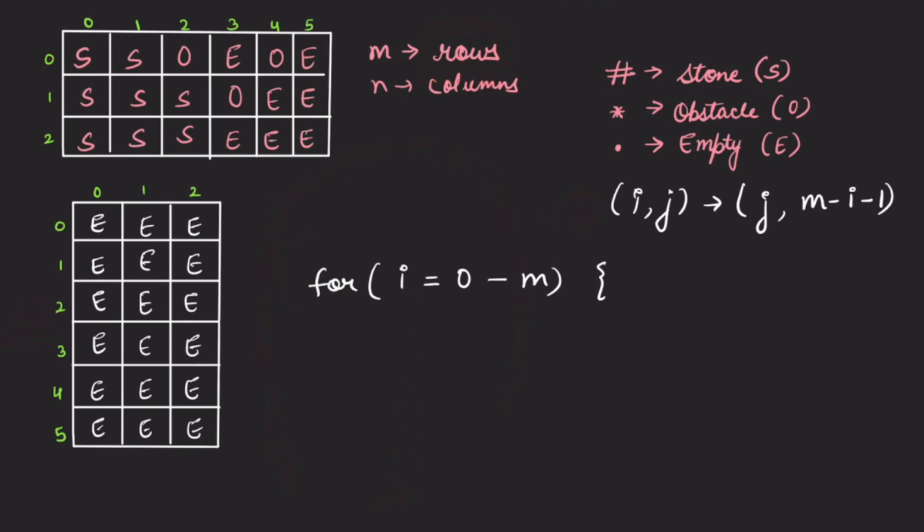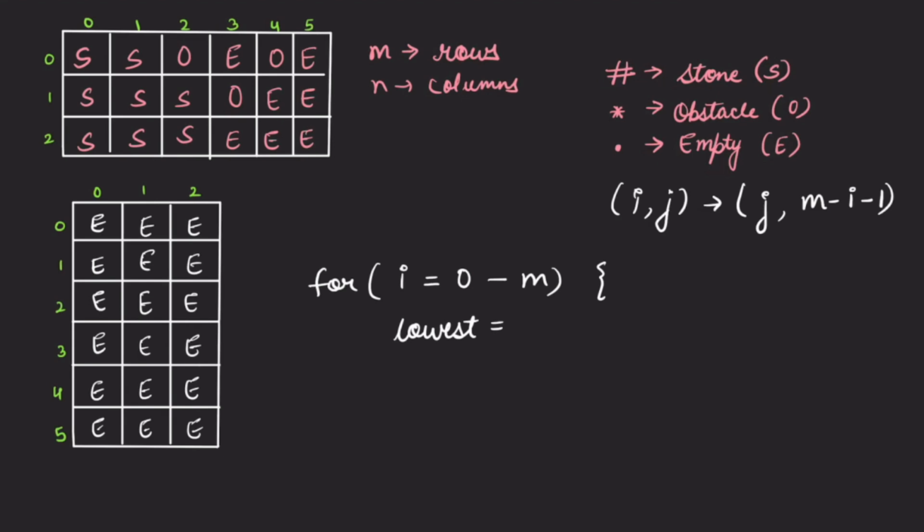Now that I am considering one column, what I want to do is that every stone should fall to the lowest empty cell available. The lowest empty cell which is valid, right? There shouldn't be any obstacle in between. That is also something we need to keep in mind. So we will take some variable, let us suppose lowest, which will tell us which is the lowest valid empty cell.